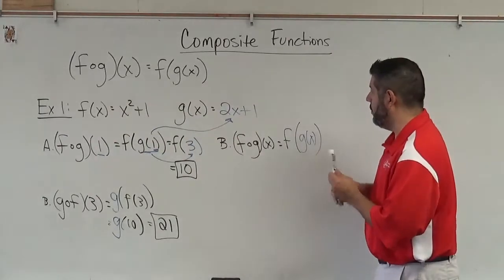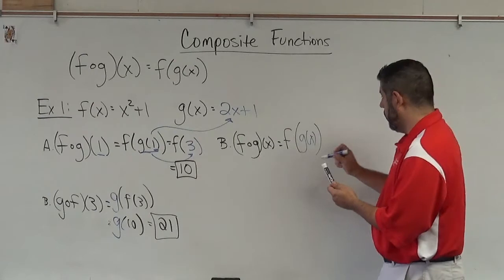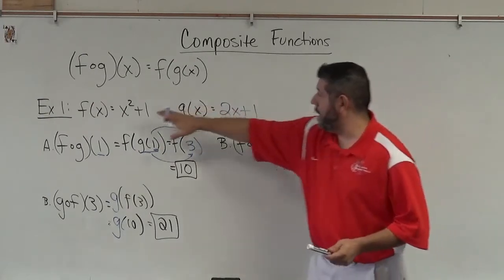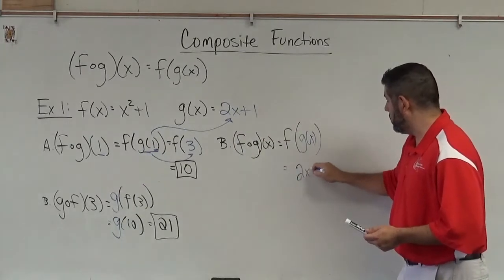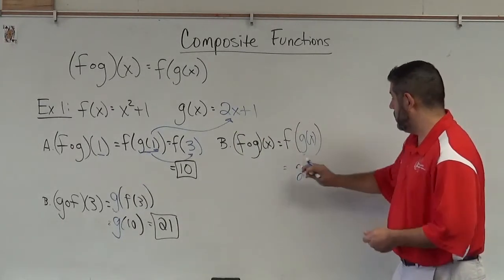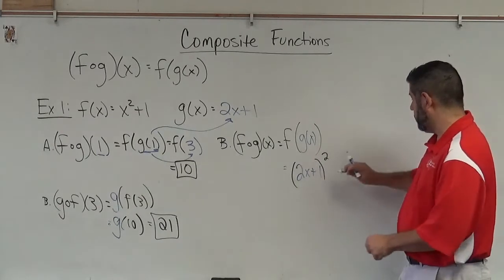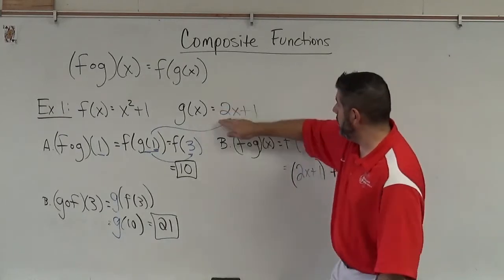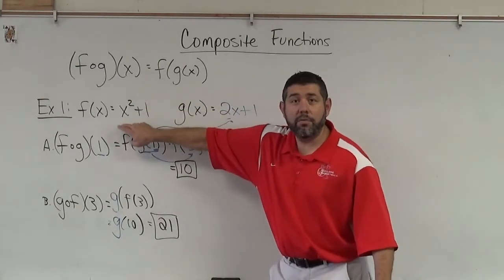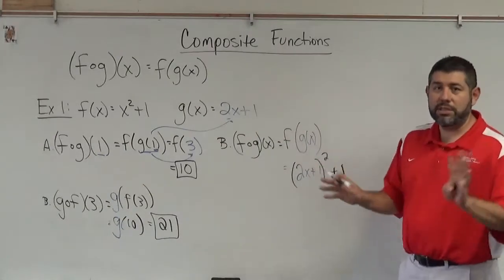So f of g of x is going to be, everywhere we see an x here, we're going to plug in all of g. Alright, so 2x plus 1, and that's squared, plus 1. Okay, and we got that because we took all of g and plugged it in right here for x. Okay? So let's go ahead and expand this out here.